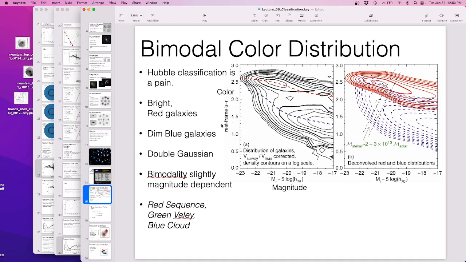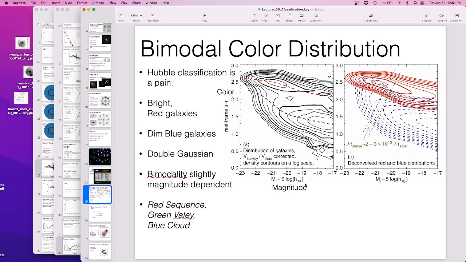Rest frame U minus R, what does that mean? What does rest frame mean? So the rest frame U minus R is the color in the rest frame of the galaxy. What happens to most galaxies in the universe? They're all redshifted, so they all look redder than they should. We got to take that out. So this rest frame U minus R means we just took out the redshift.